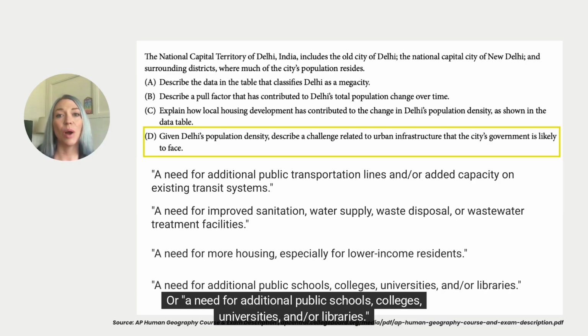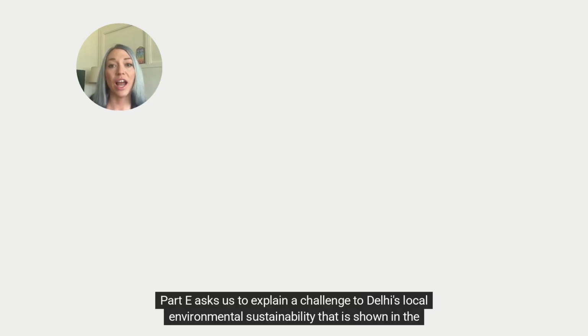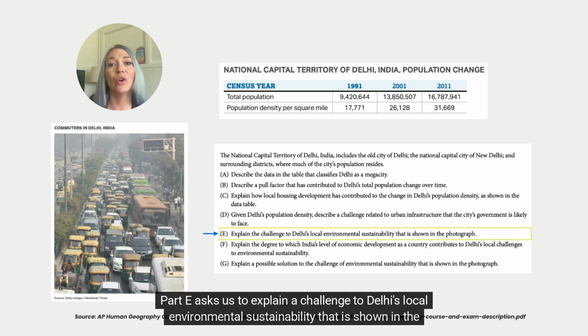Or a need for additional public schools, colleges, universities, and/or libraries. Let's keep going. We only have 3 bullet points left. Part E asks us to explain a challenge to Delhi's local environmental sustainability that is shown in the photograph.